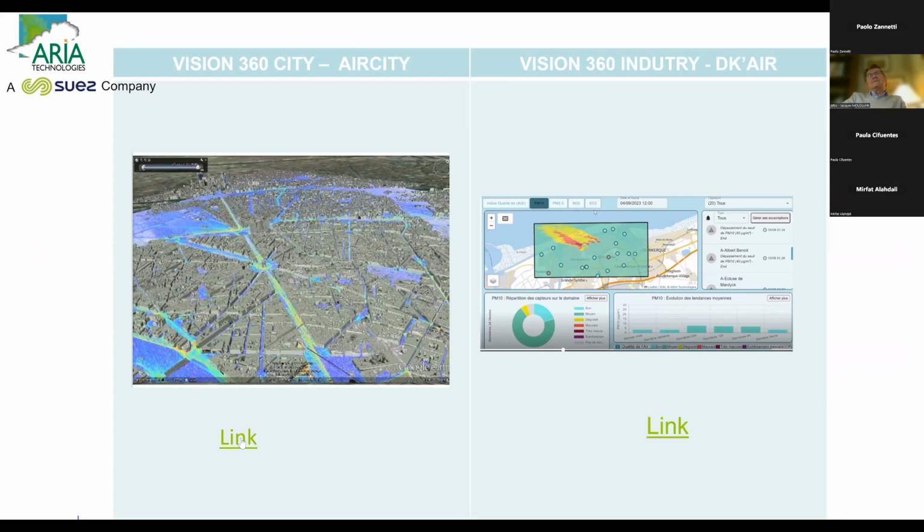Do you see my screen now? Yes, we can see.